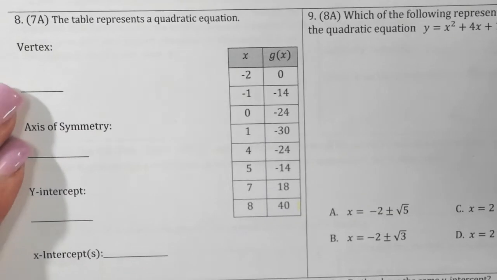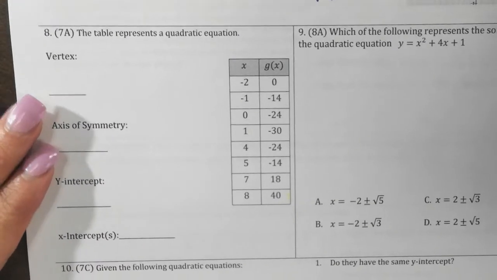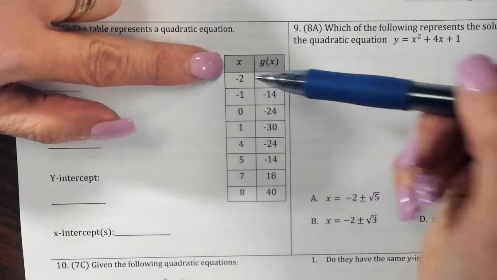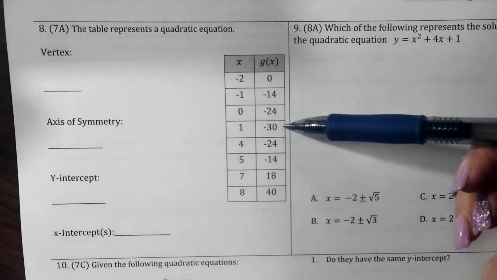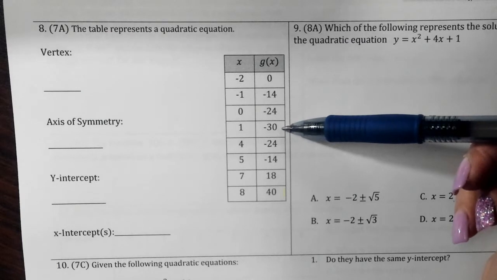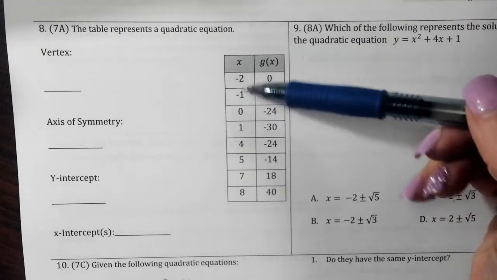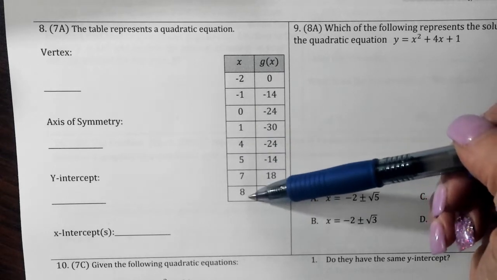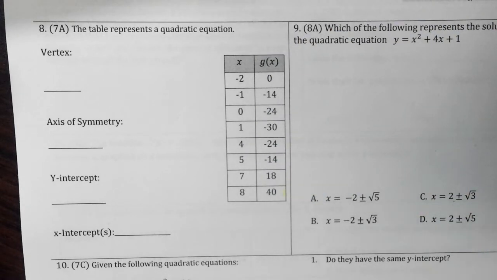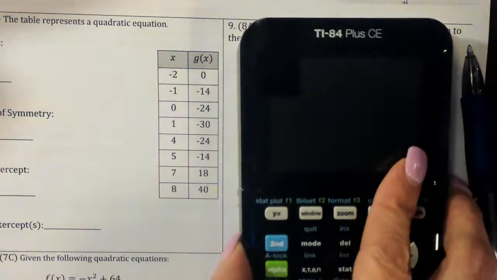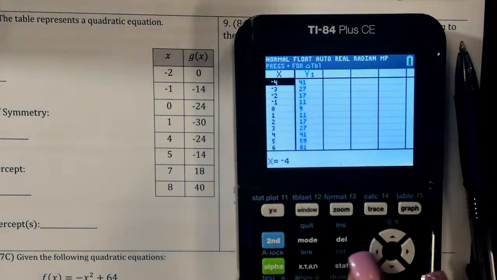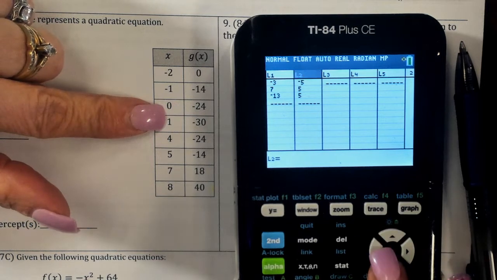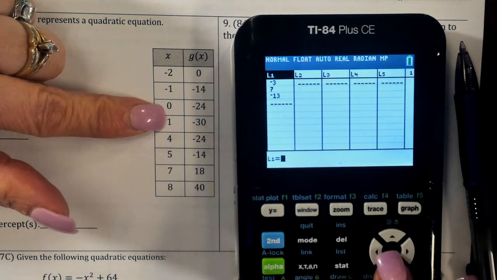That was easy. The table represents a quadratic equation. Where's the vertex? Okay, so I'm going to look, and it looks like 1, 30 is my vertex, doesn't it? Okay, don't put that. These are not going in order. It's skipping around. Here's what I'm going to do. I'm going to go to my calculator. I'm going to turn it on. I'm going to go to Stat, Edit. I am going to put this in my calculator, okay?